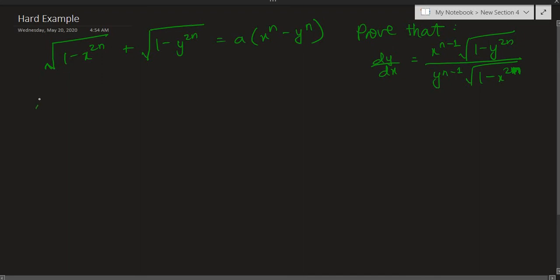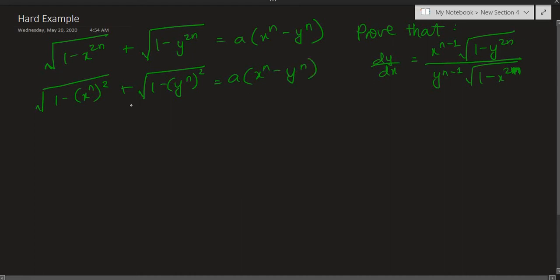I would first like to rewrite this in a different way. Instead of x to the 2n, I can write x to the n, but the whole thing squared. Plus I can write this as 1 minus y to the n, but that's squared. We can just use the property of exponents and multiply the powers like that, so we'll end up with 2n again, and equality is maintained. So we have a times x to the n minus y to the n.